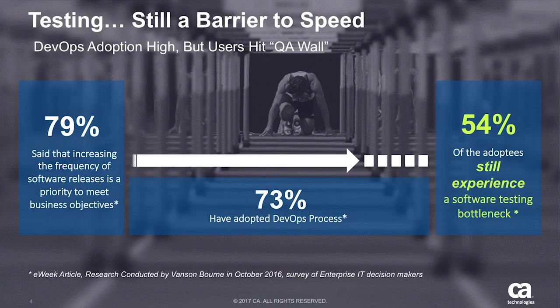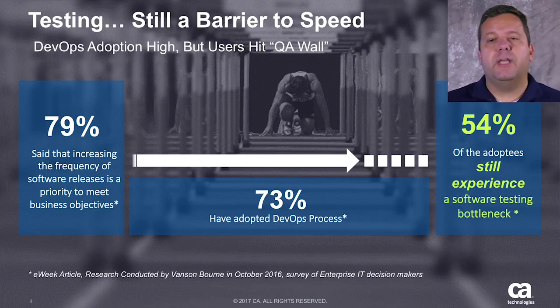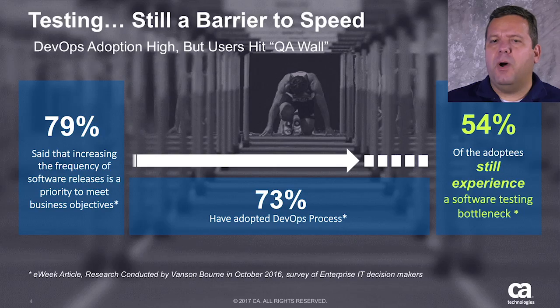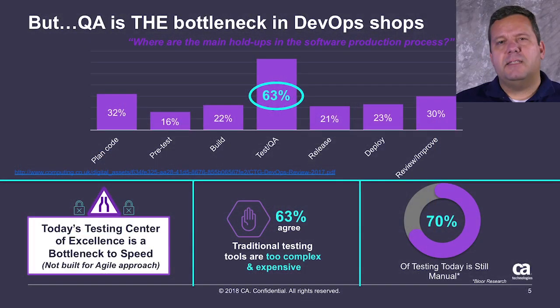Testing is still a barrier to speed. DevOps adoption is very high, but users still hit this QA wall. In a recent survey, 54% of adopters still experience a software testing bottleneck. And what does that really mean? QA is still that bottleneck in DevOps shops. In that same survey, 63% of the respondents say that QA and testing is the bottleneck to their DevOps process.